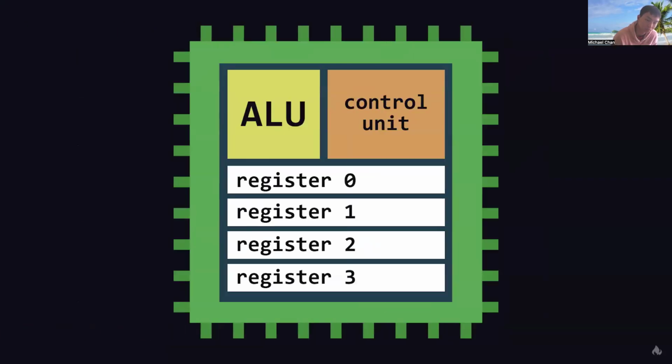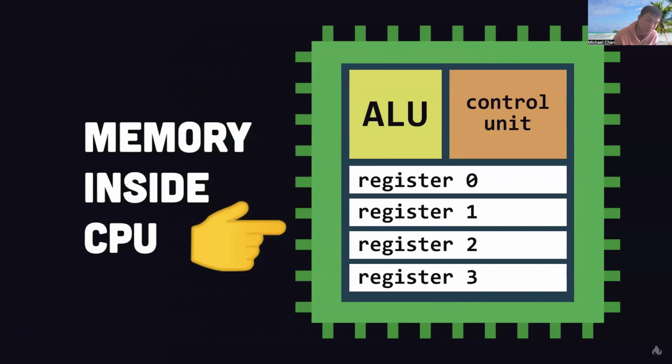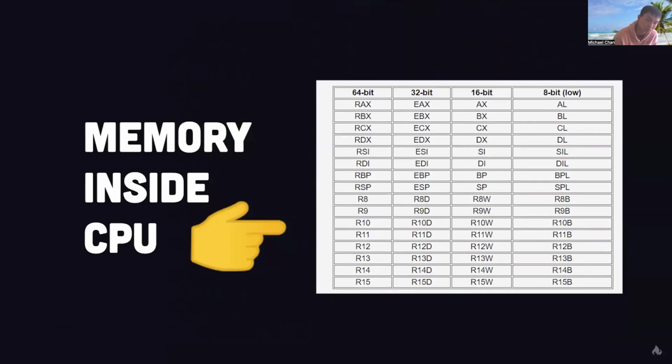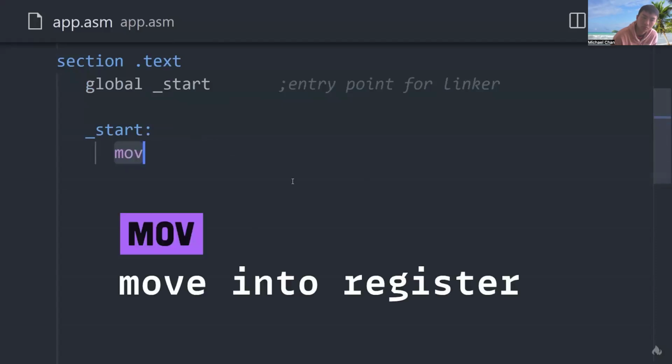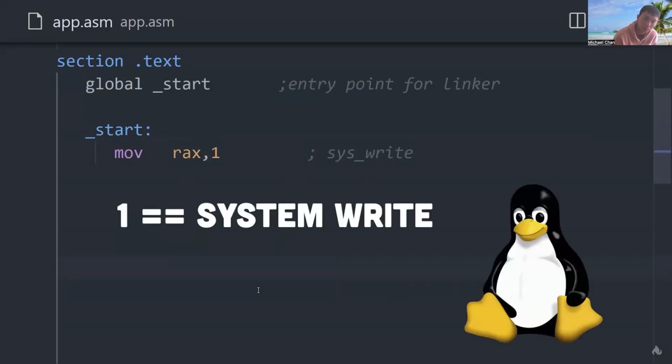Now, to perform operations quickly, the CPU has a limited number of registers, which are like 64-bit chunks of memory built directly into the CPU instead of the RAM. We can insert data into a register with the move instruction by providing operands for the register name and the data to store there. In this case, number 1 is used because it corresponds to system write on Linux.